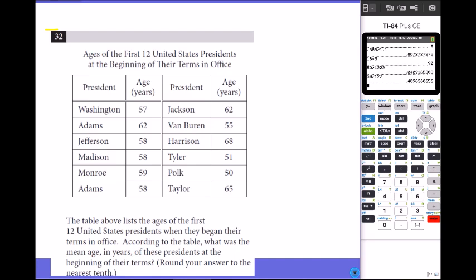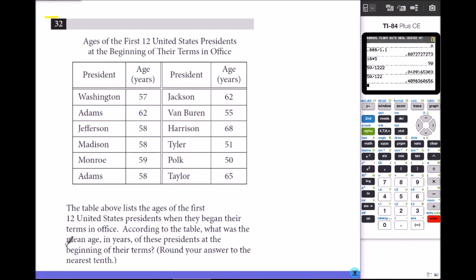32. Ages of the first 12 United States presidents at the beginning of their term in office are given. The table above lists the age of the first 12 presidents when they began their term in office. According to the table, what was the mean age in years of the presidents? Mean means the average.